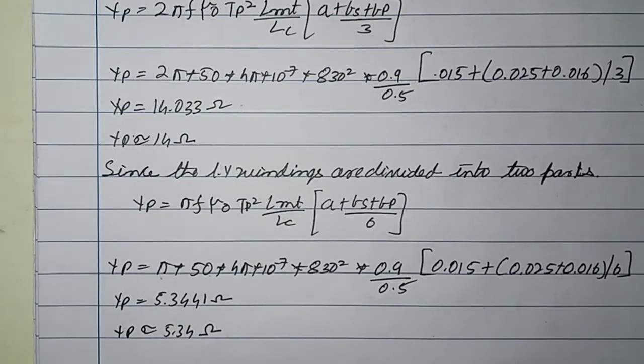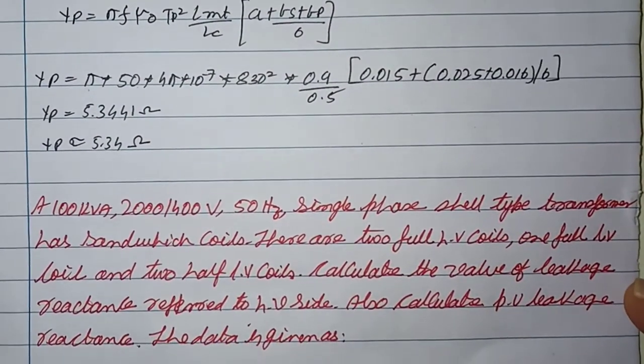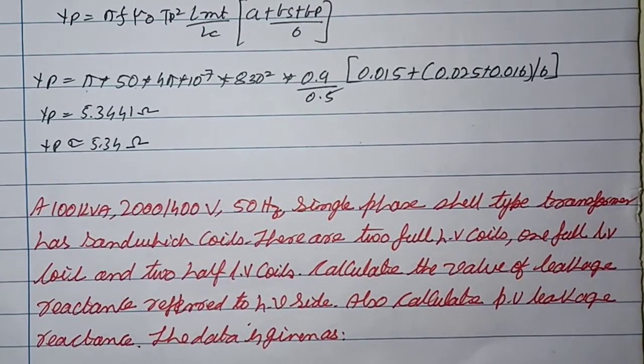And the last problem. A 100 kVA, 2000/400 V, 50 Hz, single phase shell type transformer has sandwich coils. There are two full HV coils, one full LV coil, and two half LV coils. This is the standard arrangement. Calculate the value of leakage reactance referred to the HV side. Also calculate the per unit leakage reactance.